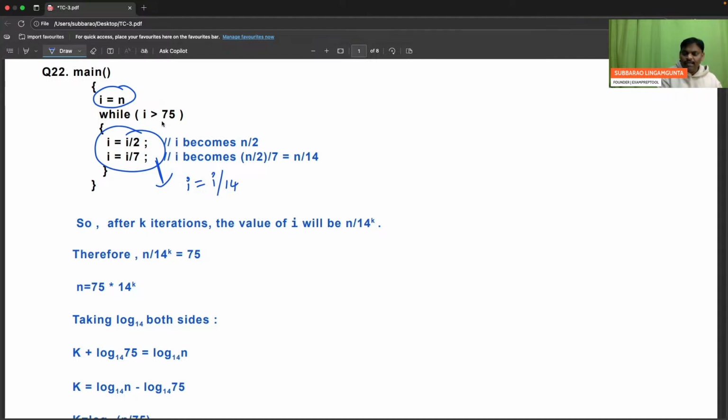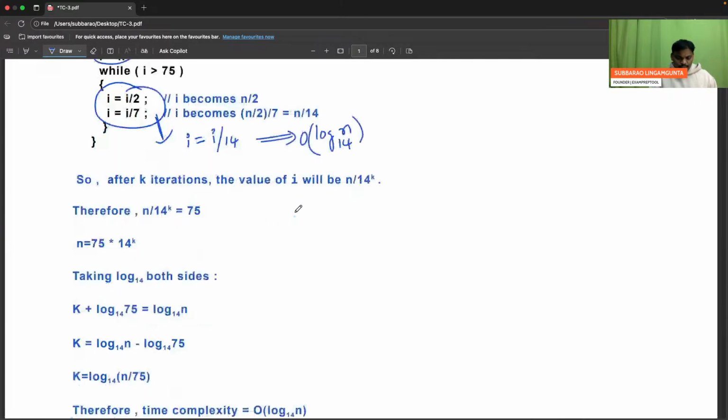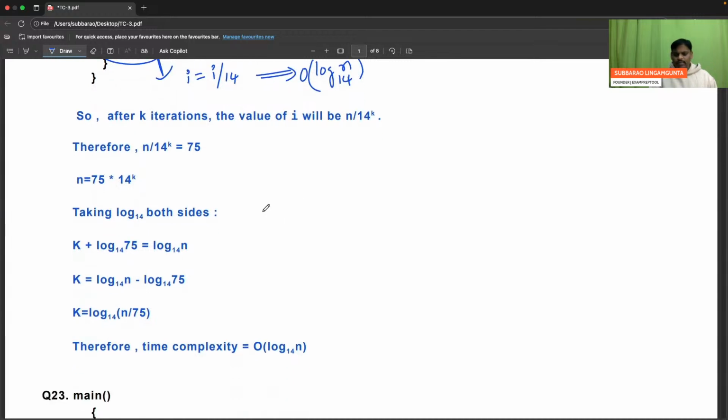Termination condition is i greater than 75. So when i value becomes 75, 75 greater than 75, the condition fails. If you always divide by 14, time complexity becomes log n base 14. You know this very well. If you want, you can do the proof also. You can verify yourself.